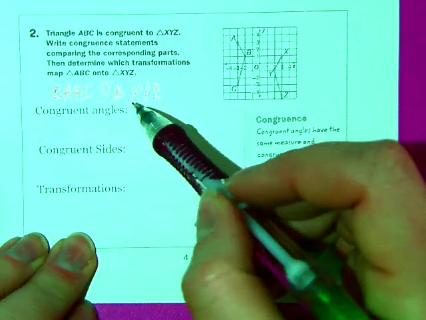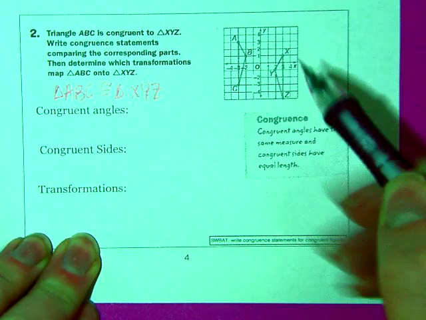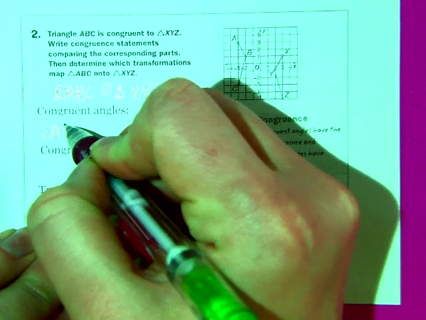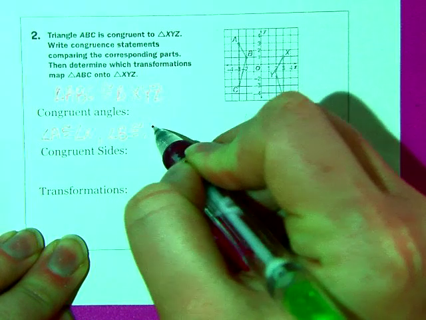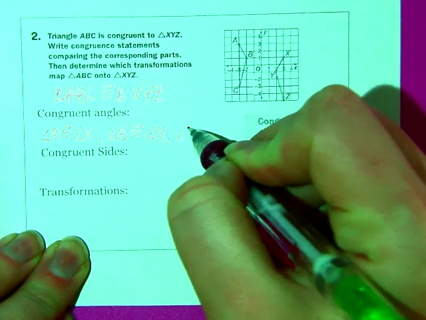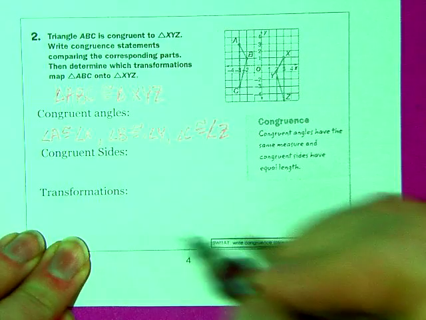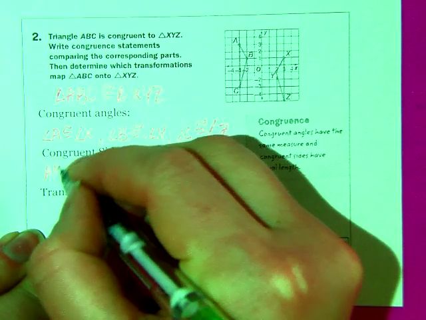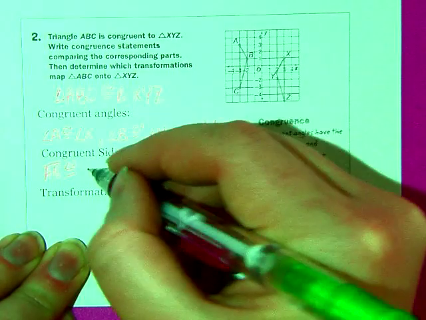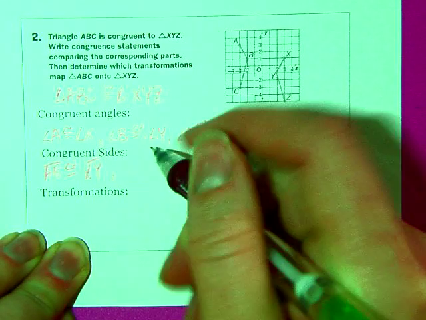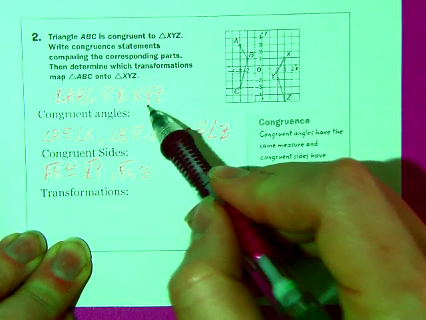Congruent angles, that would be A and X, and they look the same, B and Y, C and Z. So angle A is congruent to angle X, comma. Angle B is congruent to angle Y, comma. Angle C is congruent to angle Z. Congruent sides, so notation we have AB with a line over it is congruent to XY. AB, XY. They look the same, comma. BC is congruent to YZ.